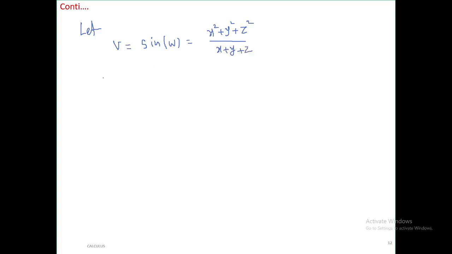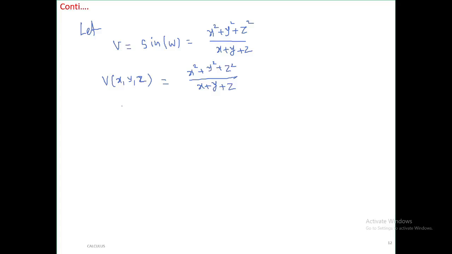Okay, now let us verify this v of x comma y comma z. Now v is a function of three variables, right? Because v is equal to this entire function x square plus y square plus z square by x plus y plus z. Therefore v is a function of three variables. So this is equal to x square plus y square plus z square divided by x plus y plus z. Now let us verify whether this function v is a homogeneous function or not.